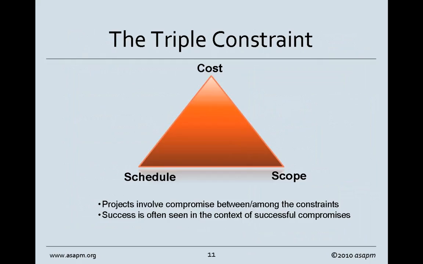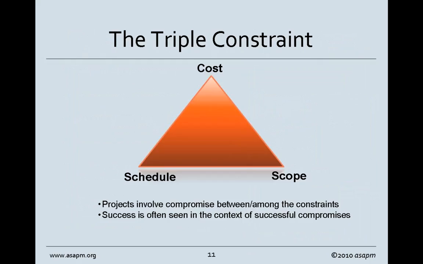Thanks for pausing, everybody. So you can see on the slide here, what we would offer up is that the triple constraint really is a mixture of schedule, scope, and cost, and some folks include quality in the triple constraint, and that these involve a compromise between and among those constraints, right? So project success is often the extent to which a team can successfully compromise its way through these three constraints.